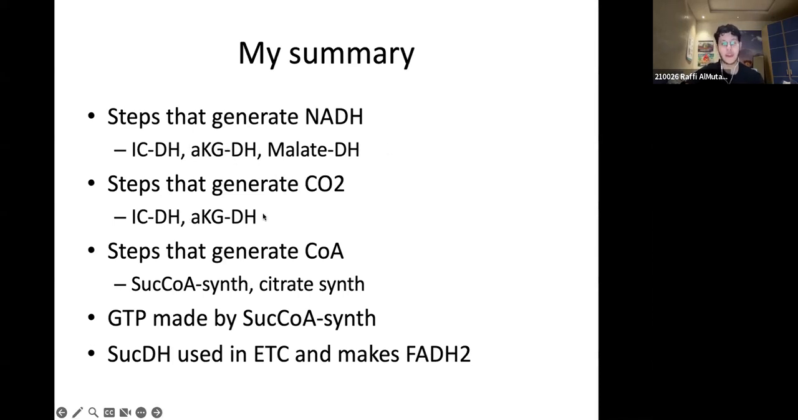The steps that generate carbon dioxide: from this list, 2 of them make carbon dioxide. It's the ones that are not malate. Malate doesn't make carbon dioxide. For CoA, although it's not as important, there are succinyl-CoA synthetase and citrate synthetase. The reactions that make CoA can be synthetases. GTP is made by succinyl-CoA synthetase, and this is an example of substrate-level phosphorylation. And succinate dehydrogenase is part of the electron transport chain, and it makes FADH2.